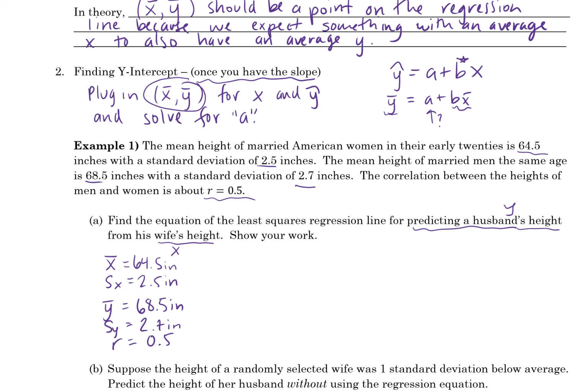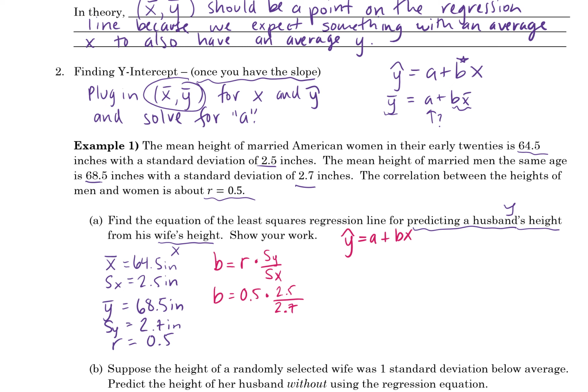So I'm going to start with the slope. And again, remember, my ultimate goal is a final equation, y hat equals a plus bx. So let's start with b, my slope. According to the equation up top, it should be equal to r times the standard deviation of y over the standard deviation of x. So, okay, let's plug in what we got. I know r is 0.5. I know the standard deviation of y is 2.5. And I know the standard deviation of x is 2.7.